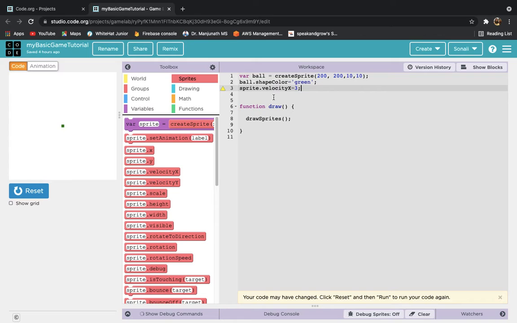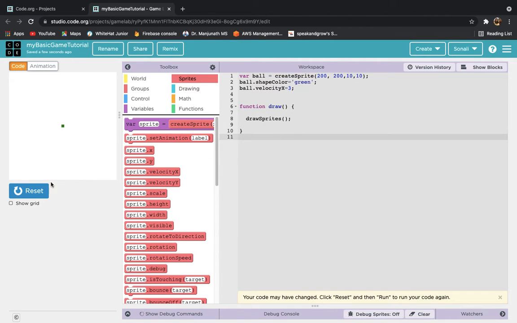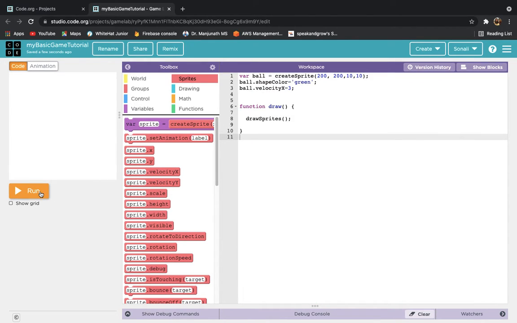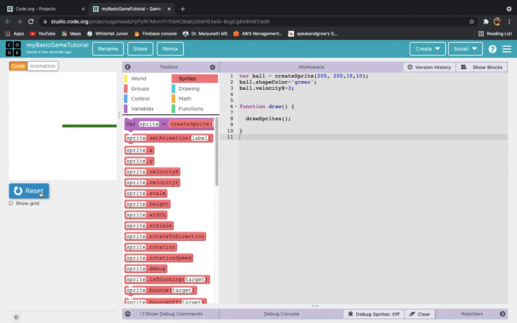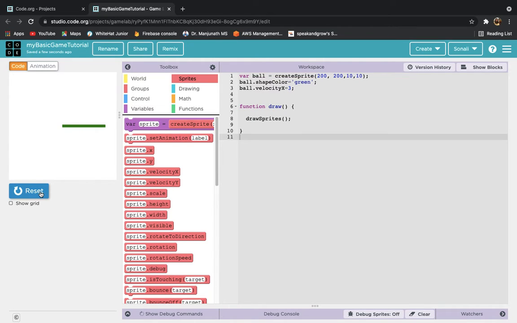So if I give 3, let us see what happens. Of course we will write ball.velocityX, and let us see what happens. See what happened, there is a line drawn, isn't it? It's not basically a line. If you check properly, what is happening is the ball is moving towards the right, but there is a trail or shadow, which you can say is still in the background, still written.